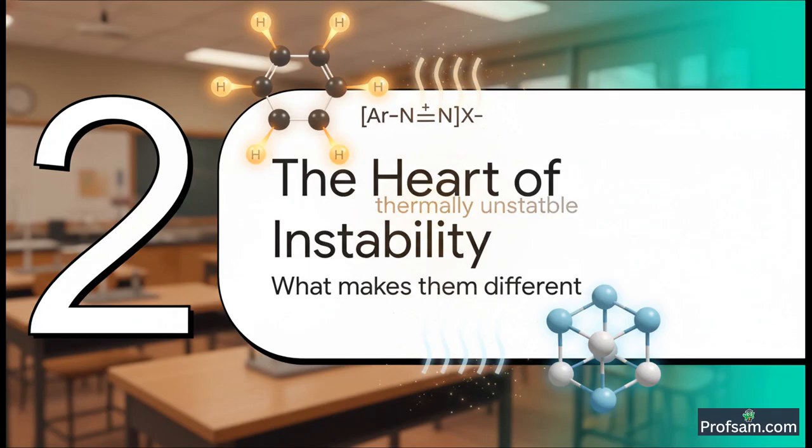Well, at the most basic level, diazonium salts are ionic compounds. That means they are made of positive and negative ions, just like your common table salt, sodium chloride. But there is a huge difference. Unlike table salt, diazonium salts are thermally unstable.